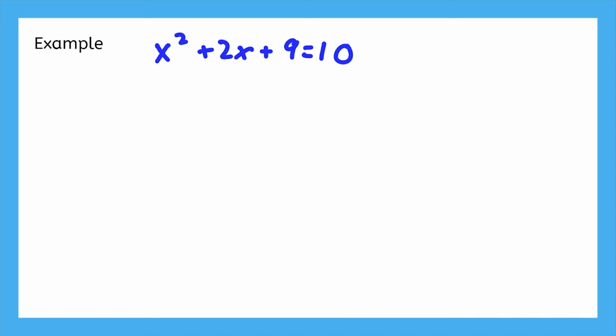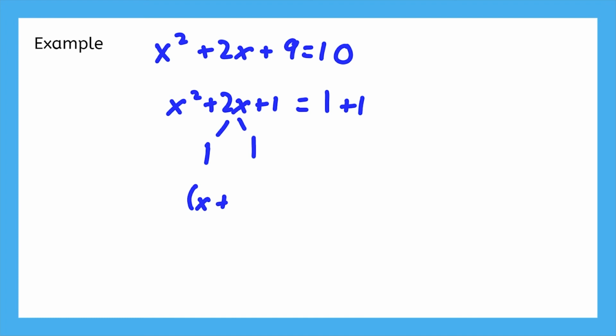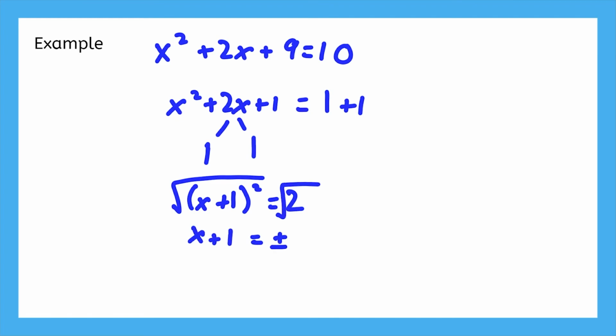So, how'd you do? Did you get the solutions? First, move the 9 to the other side by subtracting. Then look at the middle term. Half of 2 is 1, and 1 squared is 1. Make sure to add it on both sides, not just the left. Now that we've completed the square on the left side, we can factor it into x plus 1 squared. Use a square root to cancel the square, and remember that a square root gives a negative and a positive. Finally, subtract 1 from both sides.